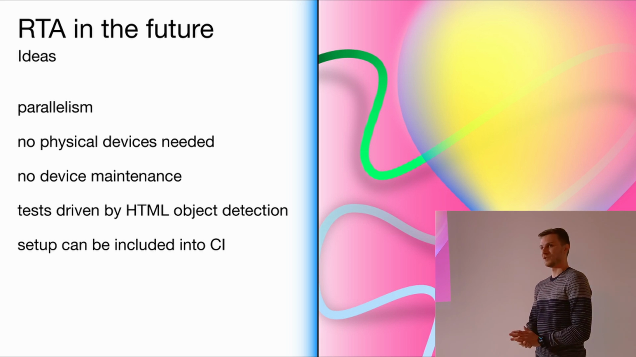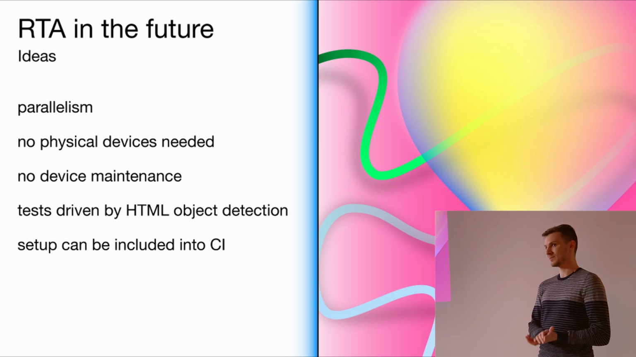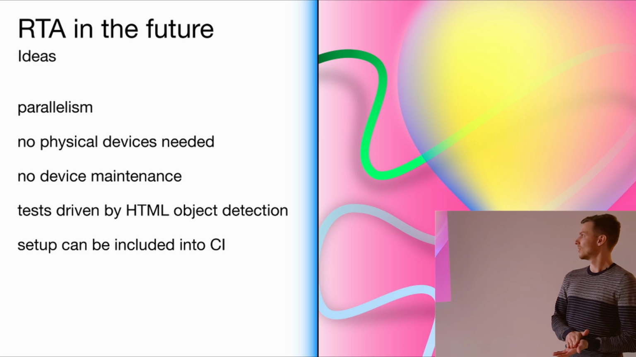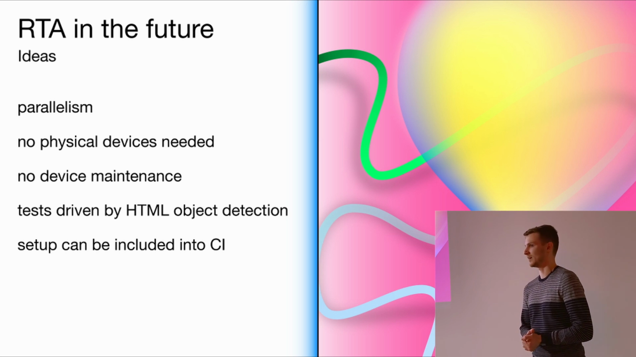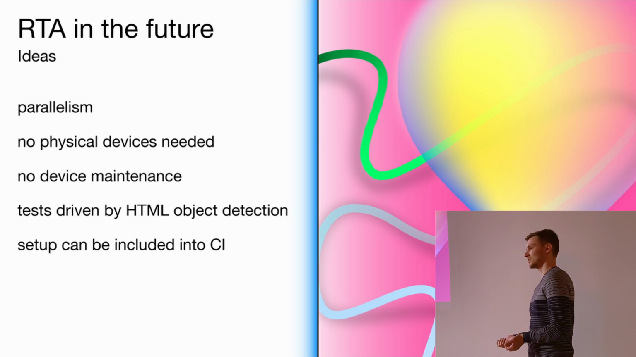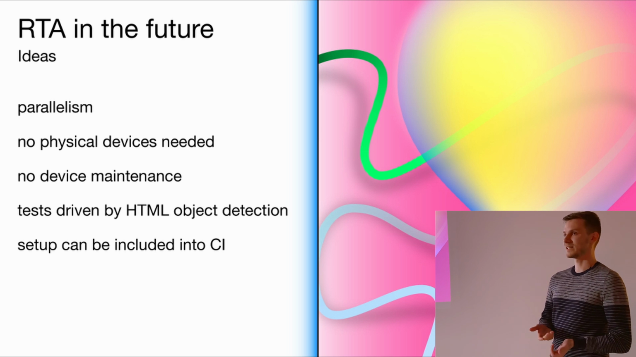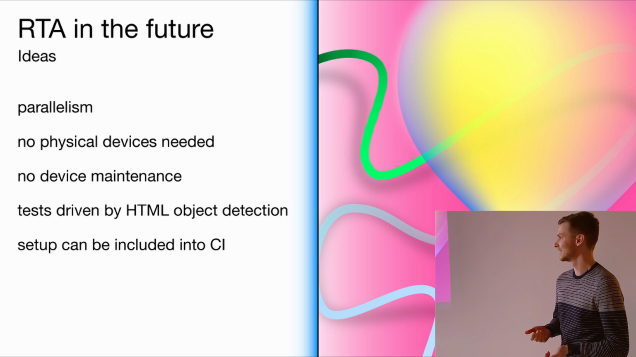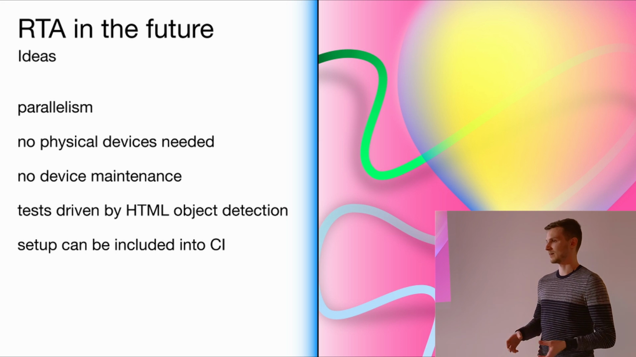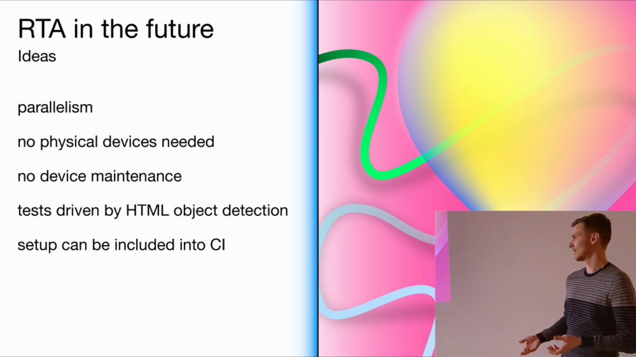So our ideas for the future are parallelism, so we want to run multiple executions at the same time. We also want, of course, to get rid of the physical devices because they're expensive, and we don't want any device maintenance. Image comparison is nice, of course, but it just takes so much work to do it, and we want tests to be driven by HTML object detection. And of course, for all of this, we also want to include it in the CI, so we can have all the setup in the CI and not in our office.